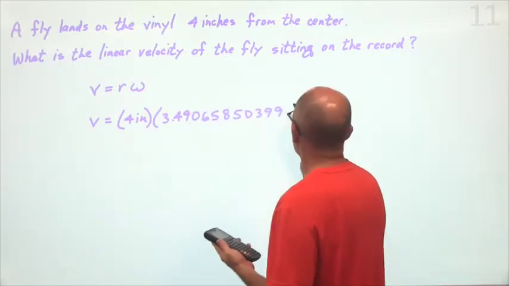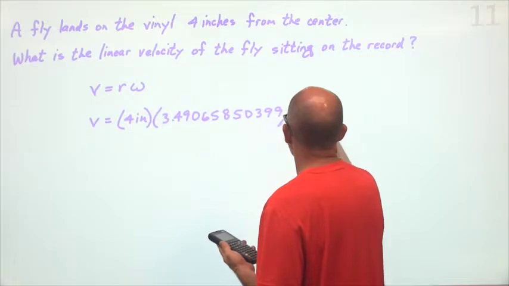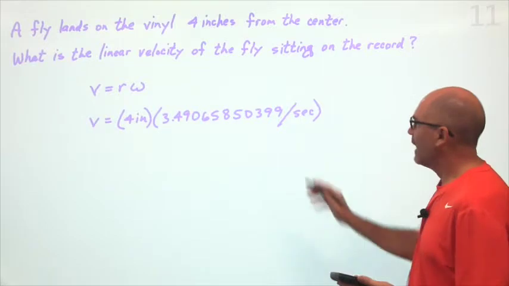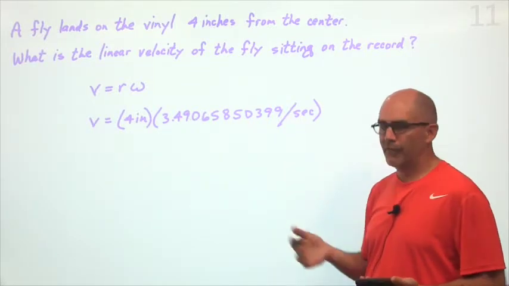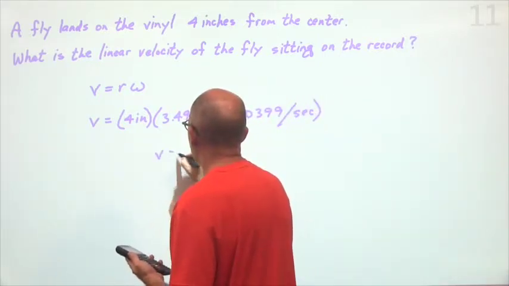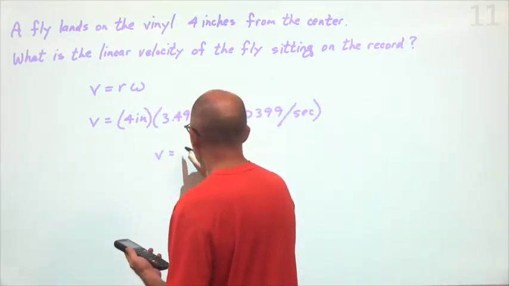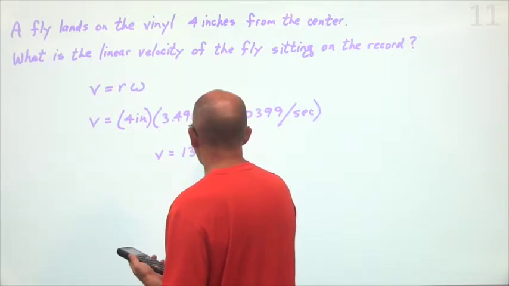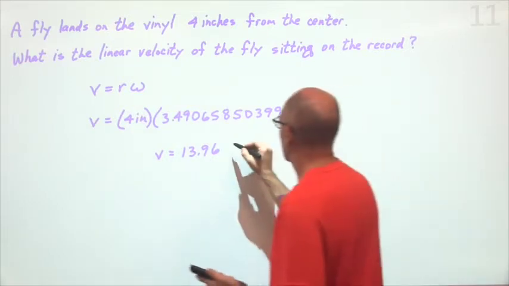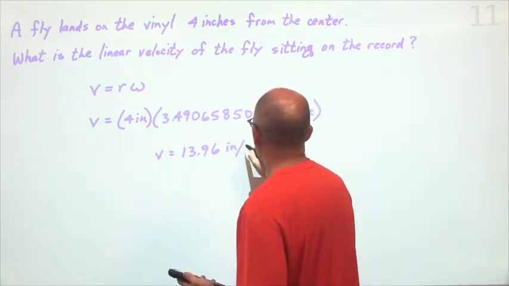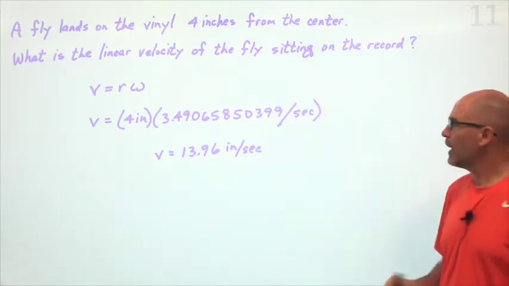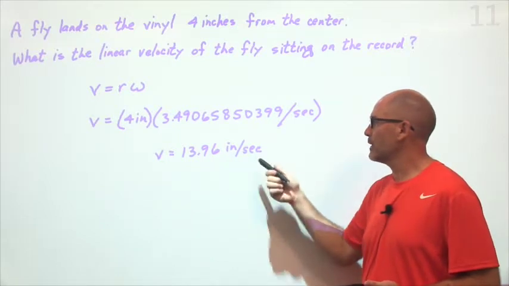Now, what are the units? Per second. All right, now when we multiply this, and you wouldn't punch this all in, you just leave it in your calculator, just multiply by 4, and that ends up being velocity is 13.96. Now, what are the units? Inches per second. Now, that is a legitimate velocity for the fly, 13.96 inches per second.